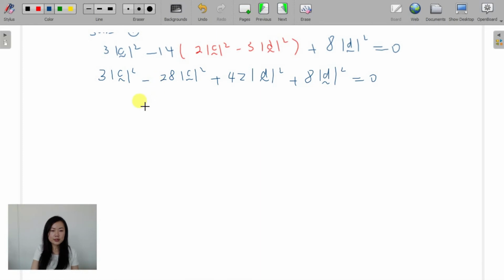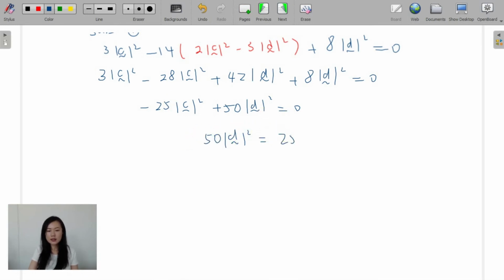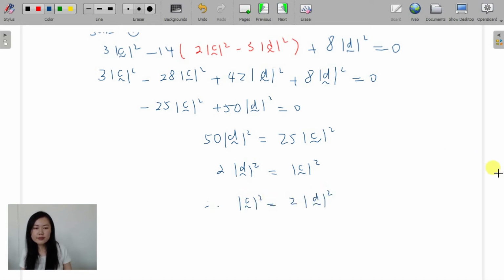All right, so 3 minus 28 is minus 25. 42 plus 8 is 50. Well, that's good. So in other words, if you move that to the other side and divide both sides by 25, that's it.